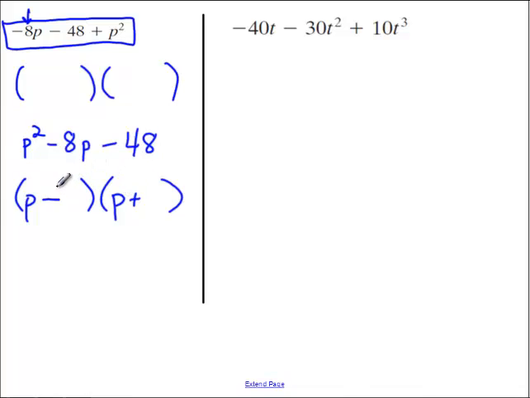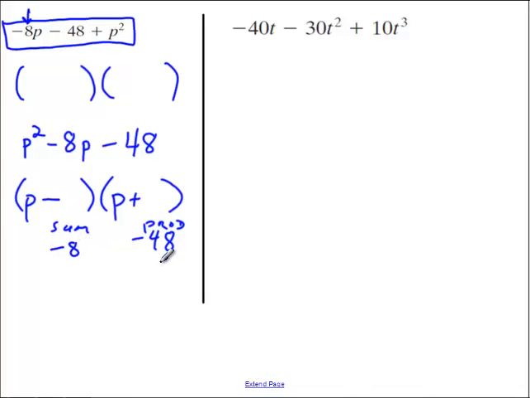So right now we just write down a negative, write down a positive. And now, if it jumps out at you, it jumps out at you. If it doesn't, then we have to say, all right, well, let's write down that our product has to be negative 48. Product. And our sum of those two magic numbers has to be negative 8.